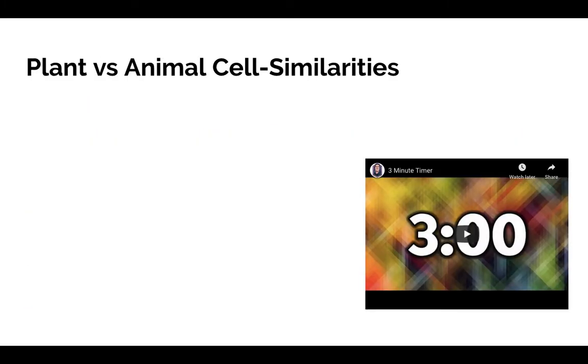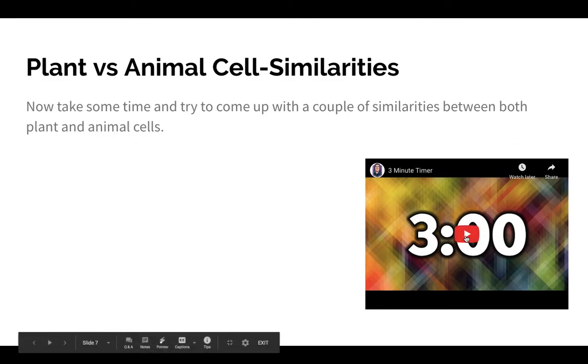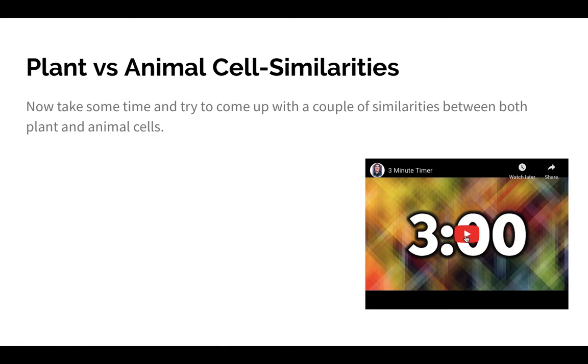So plant versus animal cell similarities. Now take some time to come up with a couple of similarities between both plant and animal cells. Plant and animal cells share a lot of the same structures and functions, but they have a couple differences. So I'm going to give you about 3 minutes to just really think about it, write it down in that Google form. What are some similarities?